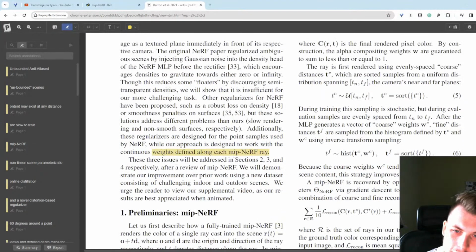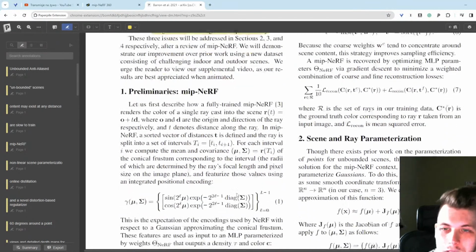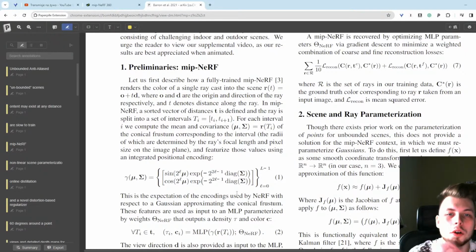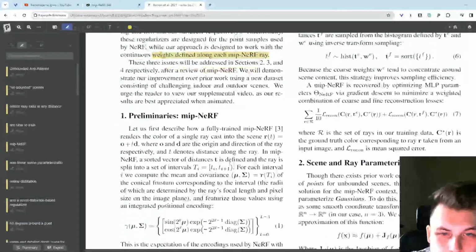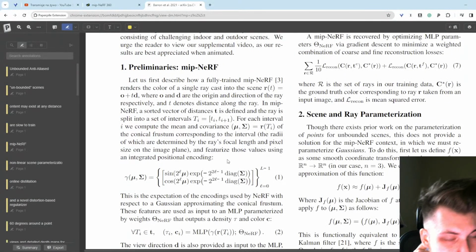These three issues will be addressed in sections 2, 3, and 4 respectively. After a review of Mip-NeRF, we will demonstrate our improvement over prior work using a new dataset consisting of challenging indoor and outdoor scenes. We urge the reader to review our supplementary video. Yeah, watch the video. Awesome. Okay, so now we will go over Mip-NeRF. If you want to understand Mip-NeRF in detail, we have the whole stream about that on my channel already, in this series on implicit neural rendering. But we will go over this section here and see how they explain Mip-NeRF again. So let's see.